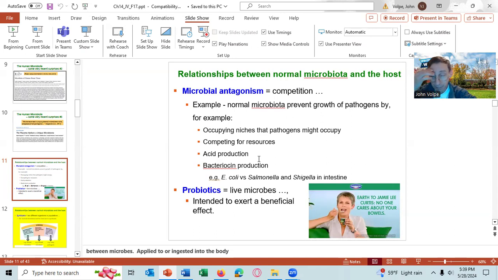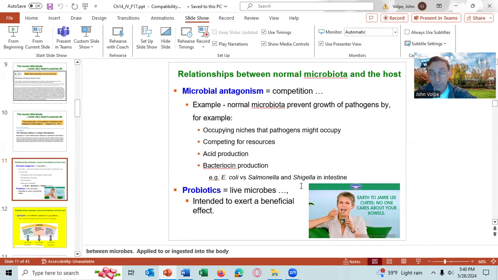If you remember, most microbes grow between pH 6.5 and 7.5, and the skin is below that pH. Some normal microbiota can also produce a bacteriocin, which is a protein that prevents other cells from growing. You can think of a bacteriocin as being a very narrow-acting antibiotic, like the bacteriocin produced by E. coli only inhibits the growth of Salmonella and Shigella.